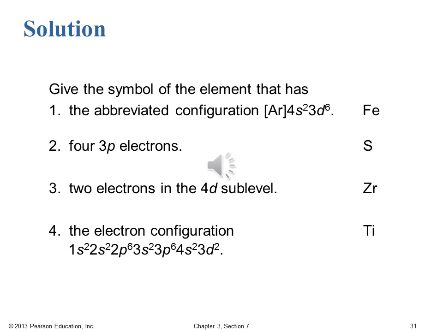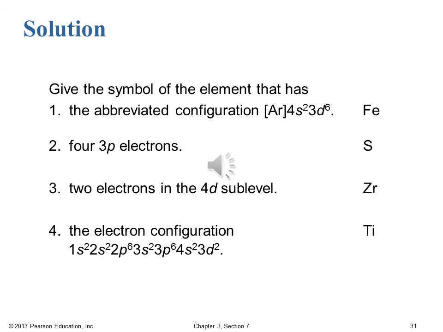Alright, so hopefully for number 1, the element that has the abbreviated configuration argon 4s2 3d6, you identified correctly as iron with the chemical symbol Fe. Number 2, the element with 4 3p electrons is going to be sulfur, element symbol S. Number 3, 2 electrons in the 4d sublevel, that would be zirconium, symbol Zr. And hopefully you're just looking 2 rows over in the d sublevel, 4 rows over for number 2 with the 3p electrons.